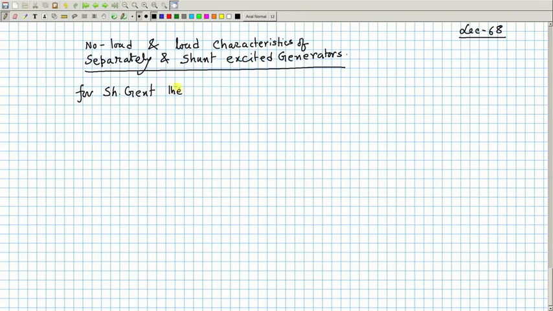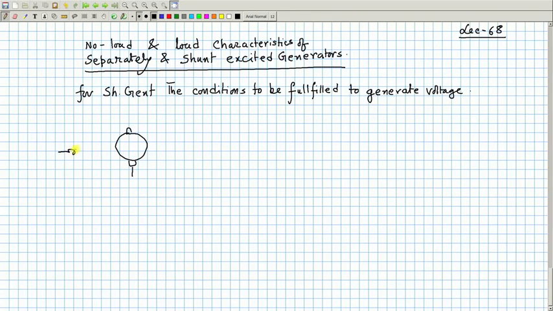The conditions, let me write it down. The conditions to be fulfilled for a shunt generator to generate voltage, and here is the circuit diagram: brushes, and here is your field winding, and here is your load, RL.